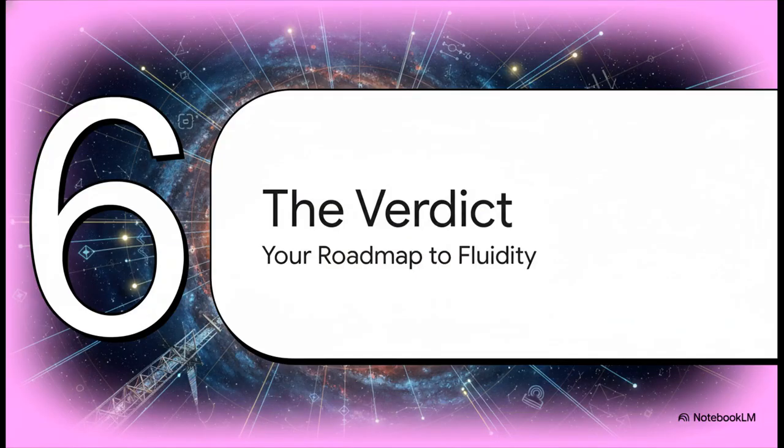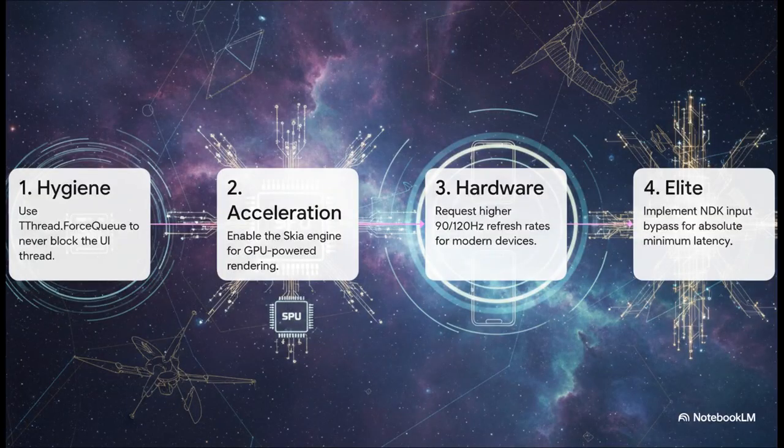So after this entire investigation, what's the final verdict? Well, we can take all of these findings and synthesize them into a clear, actionable roadmap for any developer who's facing this exact problem. So here it is, the final verdict, a 4-level roadmap to fluidity. Level 1 is hygiene. Never, ever block the UI thread. Use TThread.ForceQueue. Level 2 is acceleration. Enable Skia. It's the biggest win you'll get for the least amount of effort. Level 3 is hardware. Request those higher 90 or 120 Hz refresh rates on modern devices. And finally, for the elite, level 4, the NDK bypass for the absolute minimum latency possible.